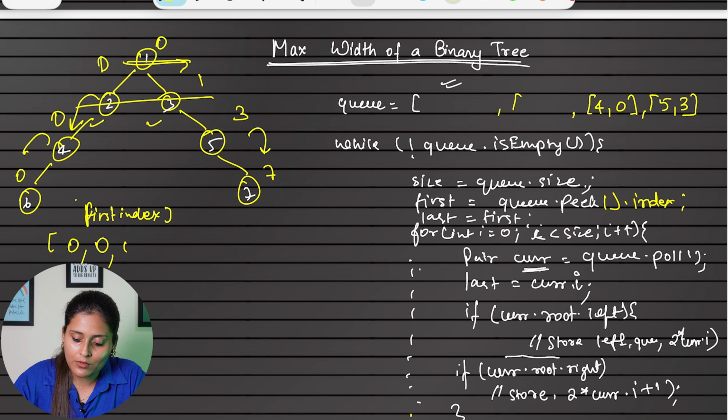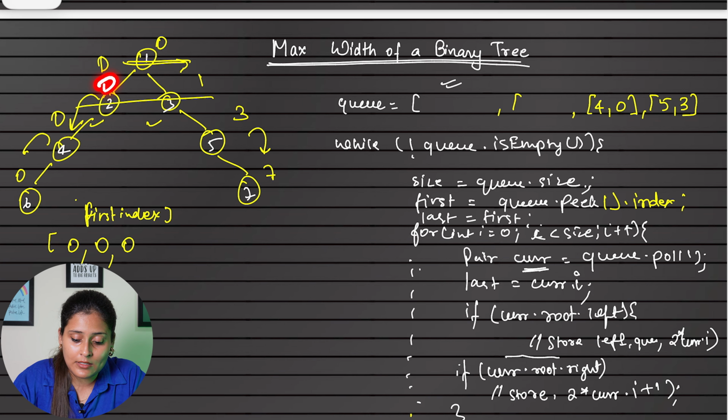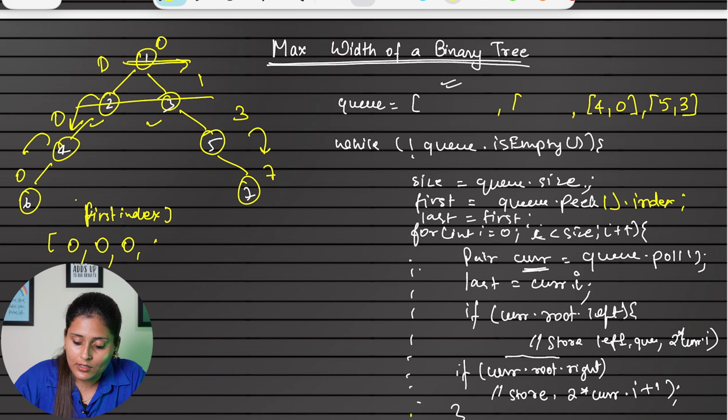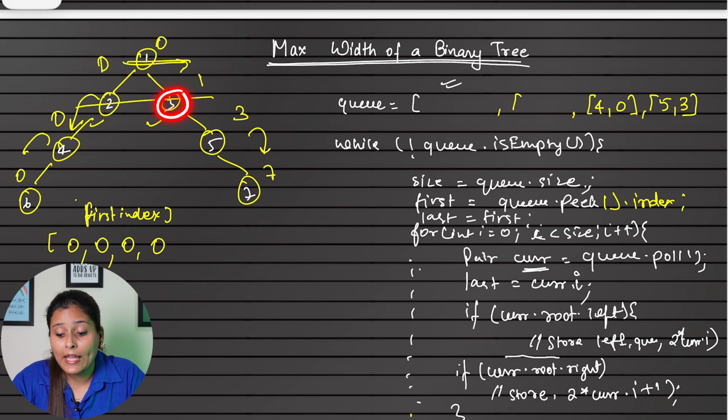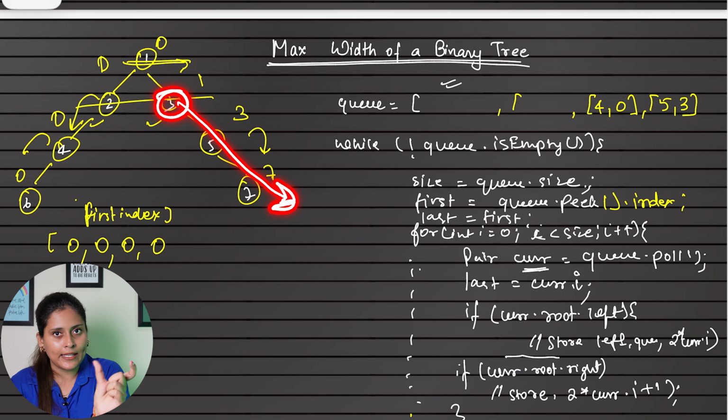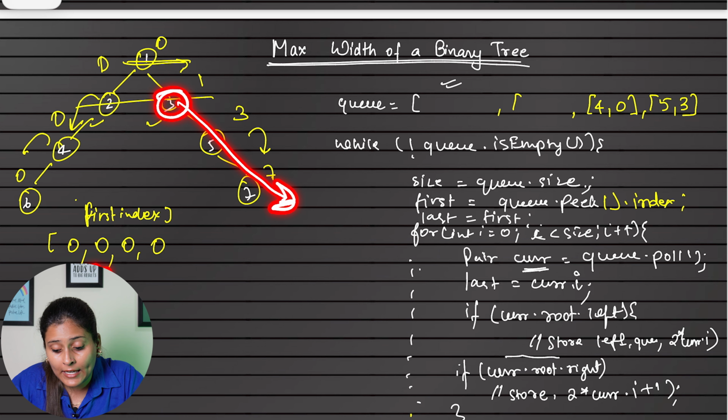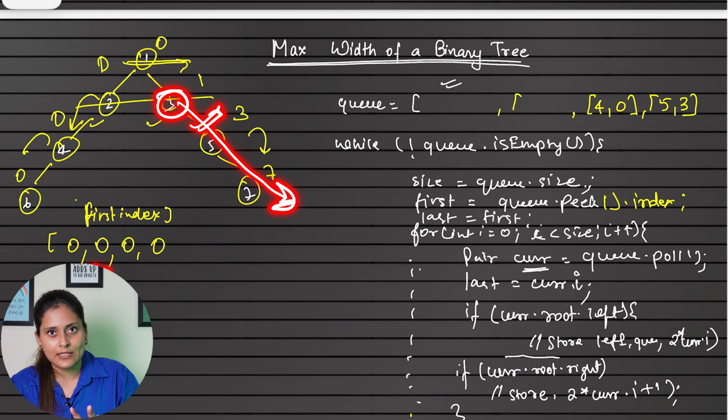Similarly, we'll go towards 4. Again we'll insert 0. Why? Because 0 is the index for this left side, 2 into I, which is again 0. Now again 0, for the 4 also and 6 also. Now listen very carefully what will happen. We'll go back. Now we'll come here. Once we encounter the rightmost nodes, then only we can say yes, now we can calculate the maximum width, because the leftmost index we have stored here and the rightmost index we are currently at, correct?